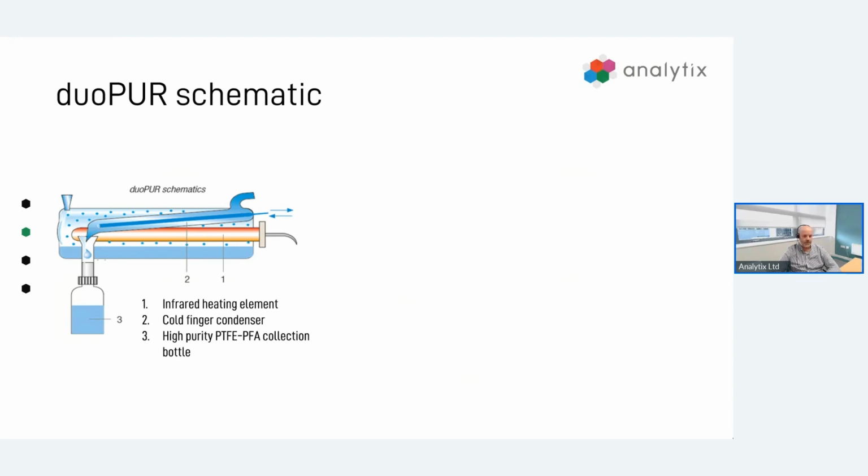So we have the infrared heating element creating the heat, evaporating up the purest form of the acid from the solution base. And then in this instance here with the DuoPore or the SubPure, we have a cold finger condenser that runs through the middle of the quartz still. Now, this cold finger probe is connected to a water supply.